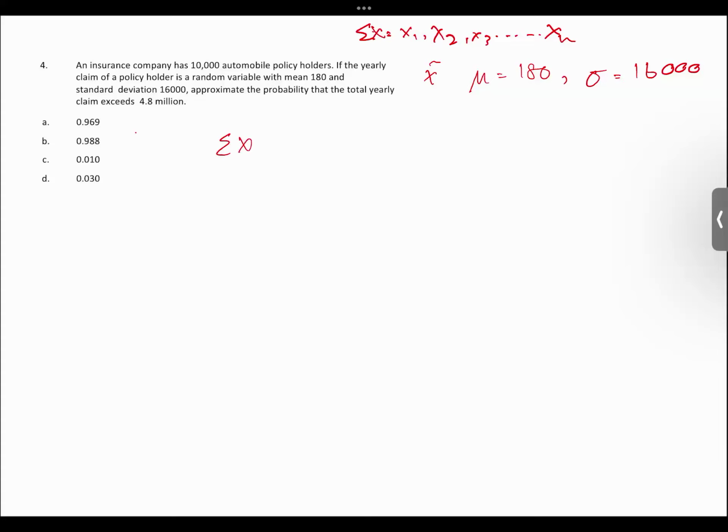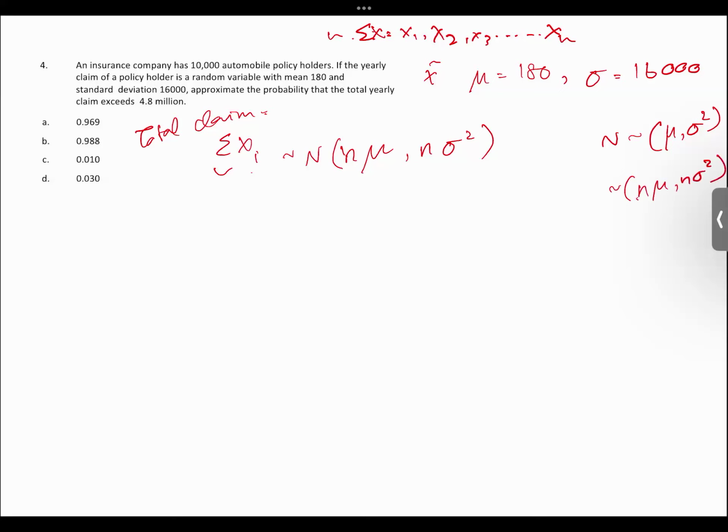So total claim is the summation of Xi. This follows a normal distribution. Because here we have multiple random variables, this should follow the distribution N(n mu, n sigma square). Usually a normal distribution is N(mu, sigma square), but here we have n number of people. So this would follow N(n mu, n sigma square). That's what you have written here.